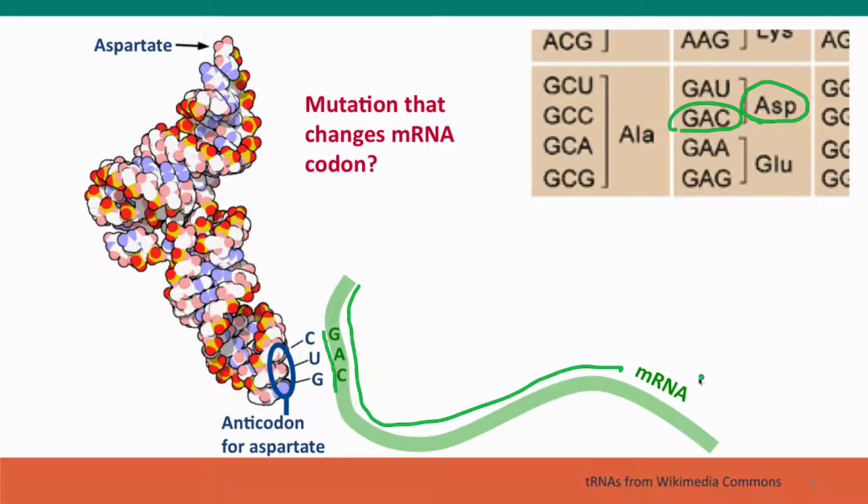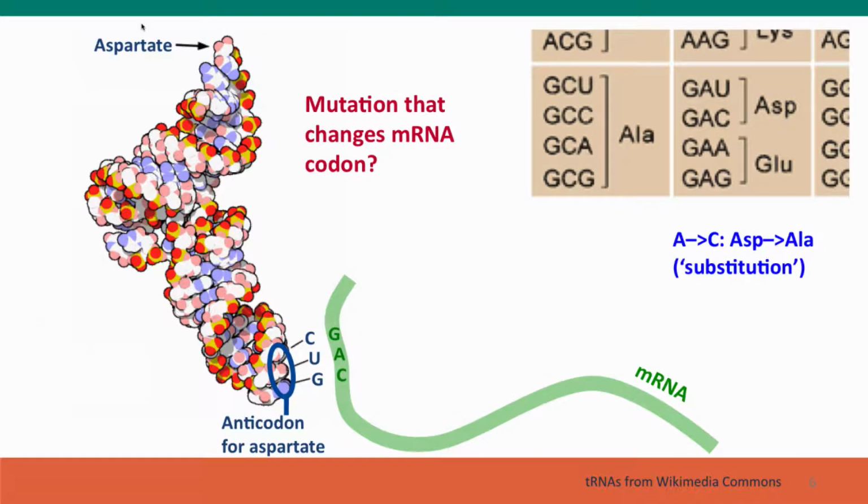in the growing chain. On the left, we've got a transfer RNA. In particular, we've got the transfer RNA that carries aspartate. On one end, it has 3 bases, the anticodon, that can form base pairs with the codon in the messenger RNA. And on the other end, it's loaded with the amino acid aspartate, ready to insert that into the growing protein chain. Now let's consider the consequences of mutations at this position.